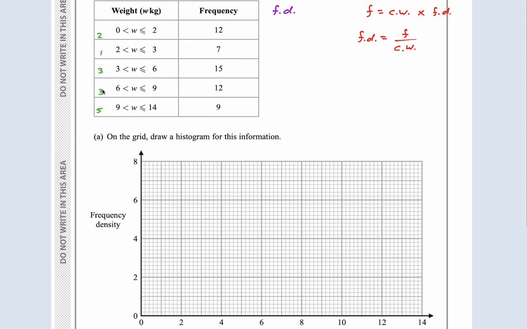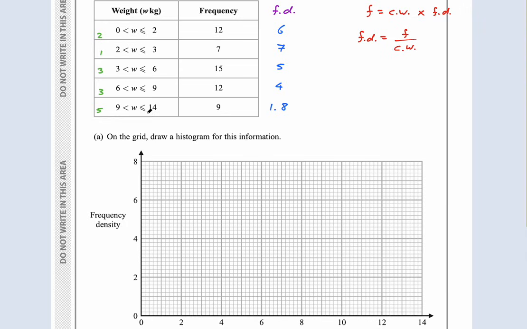Now make sure you understand where I got those numbers. Basically 14 minus 9 is 5. 9 minus 6 is 3. Okay, so I just do 12 divided by 2 is 6. 7 divided by 1 is 7. 15 divided by 3 is 5. 12 divided by 3 is 4. And 9 divided by 5 is 1.8.